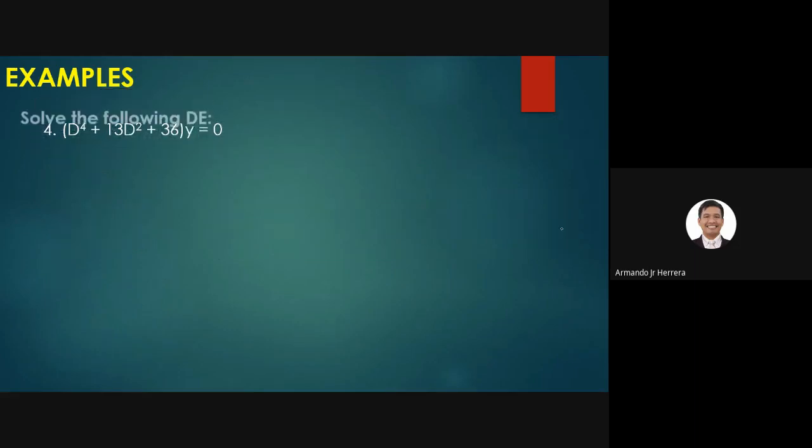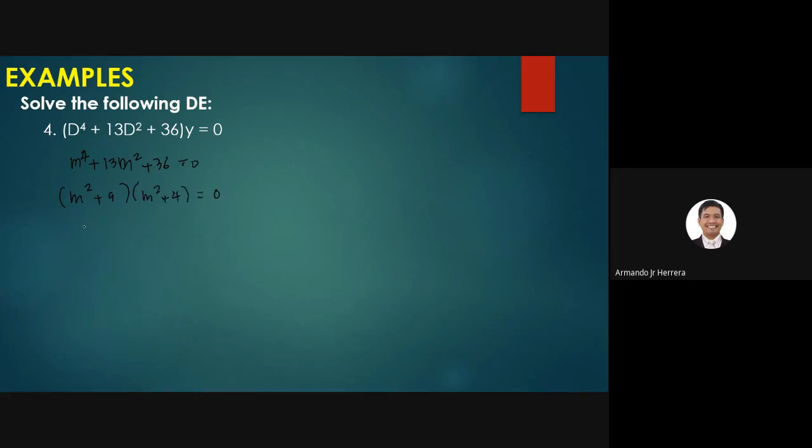Okay, number 4. We have D to the 4th plus 13D squared plus 36y is equal to 0. So factoring this out, we have m to the 4th plus 13m squared plus 36 is equal to 0. So you have m squared plus 9, m squared plus 4 is equal to 0. That is m is equal to plus minus 3i, m is equal to plus minus 2i.